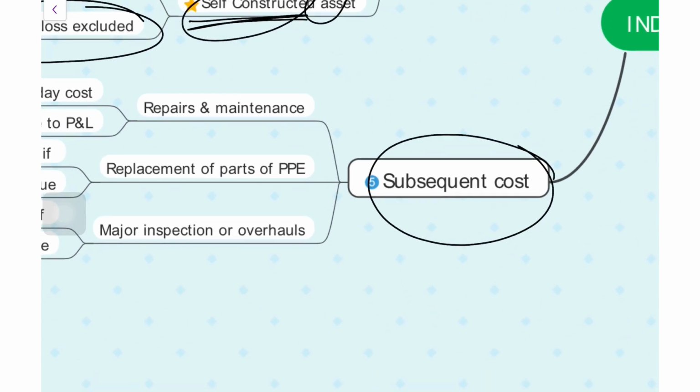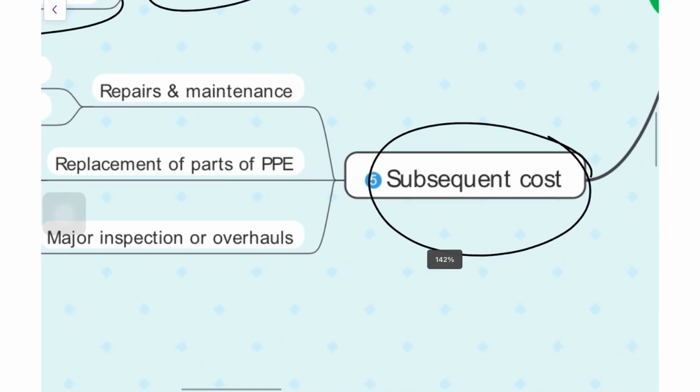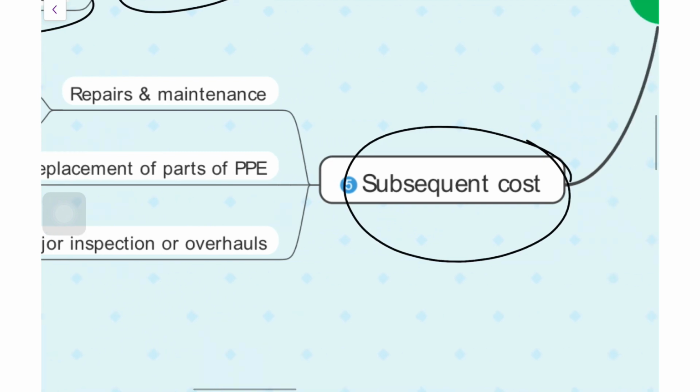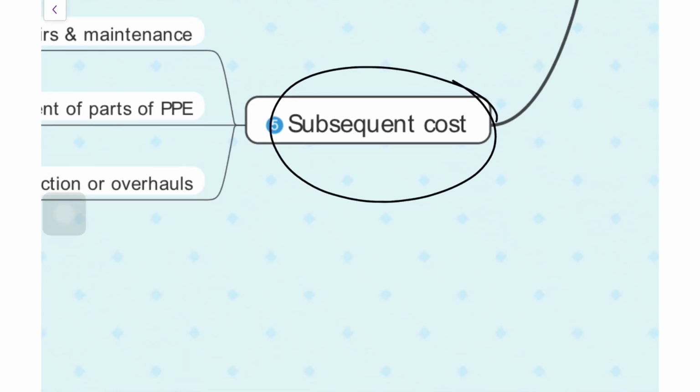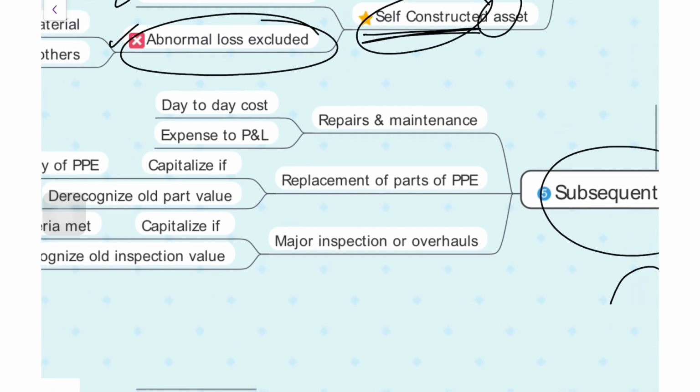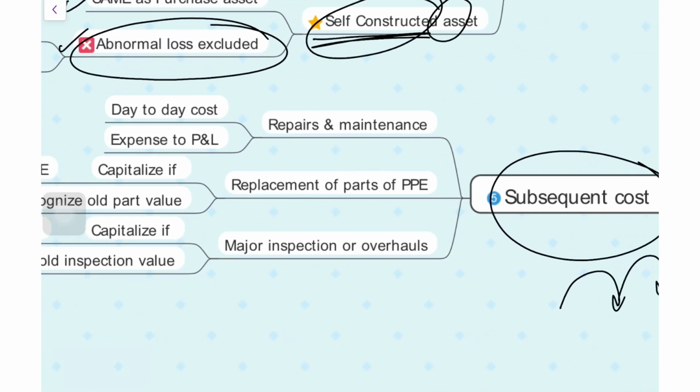Okay, yes. So now starting with the next topic, subsequent cost. What does subsequent cost mean? Subsequent cost means the cost which you incur year after year once the PPE is ready to use and is in use. Here there might be different kinds of subsequent costs that you might incur.